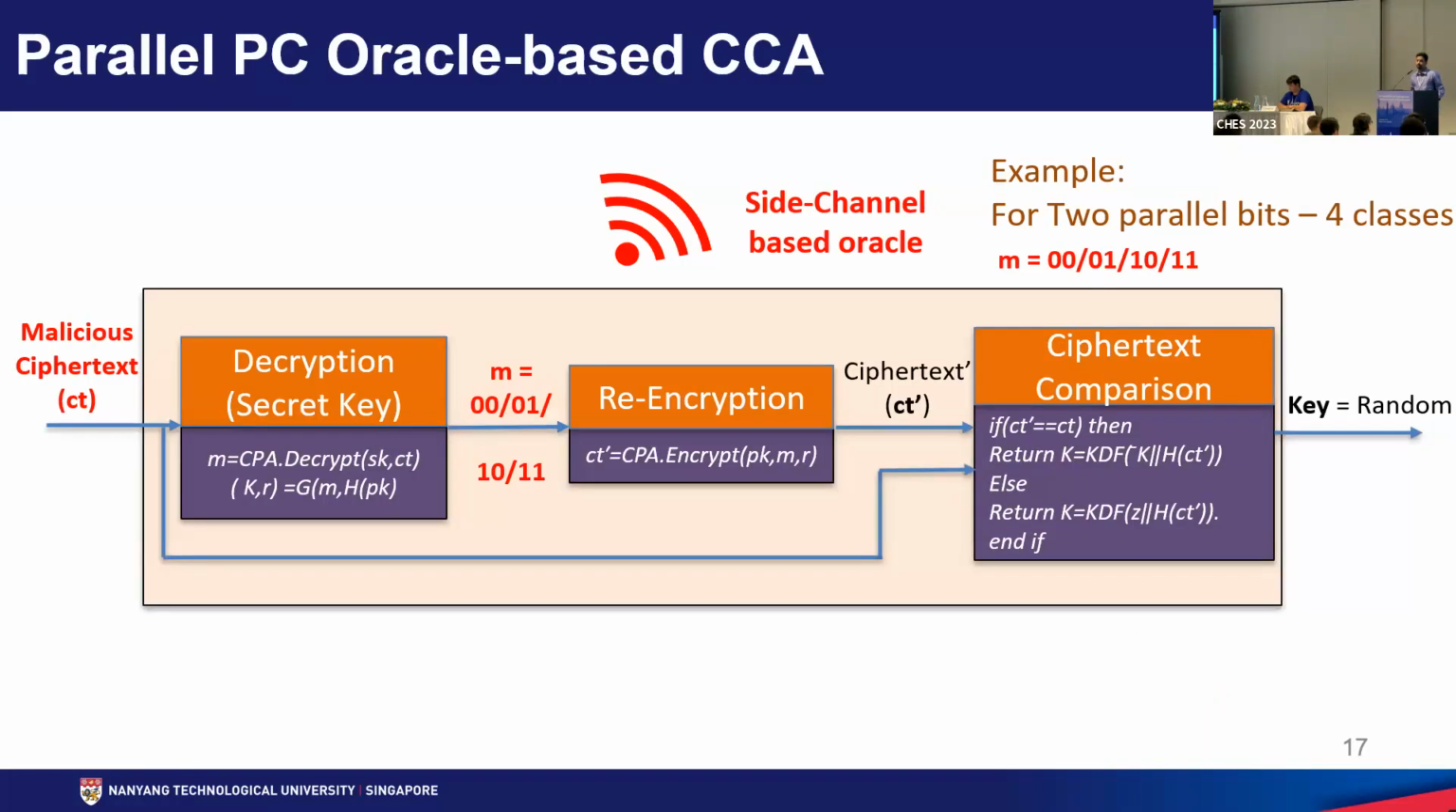So this is how the attack looks. You are presented with the ciphertext. Now this time, instead of fixing it to the first location, we can also fix it to multiple locations, say 2 or 3, depending on the experimental setup. For the example here, we show how to retrieve 2 bits, such that it will have 4 classes.